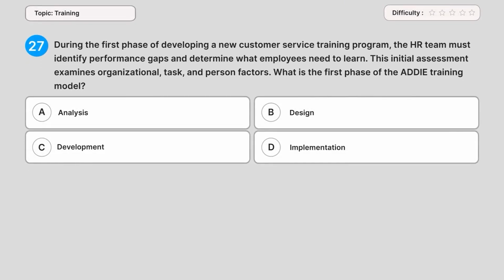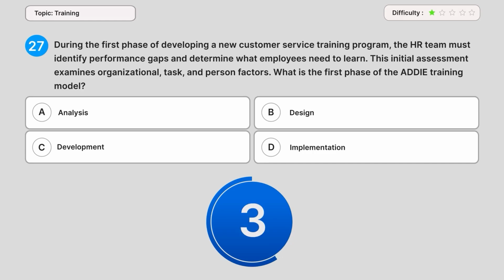27. During the first phase of developing a new customer service training program, the HR team must identify performance gaps and determine what employees need to learn. This initial assessment examines organizational, task, and person factors. What is the first phase of the ADDIE training model? A. Analysis. B. Design. C. Development. D. Implementation. What do you think is the answer?